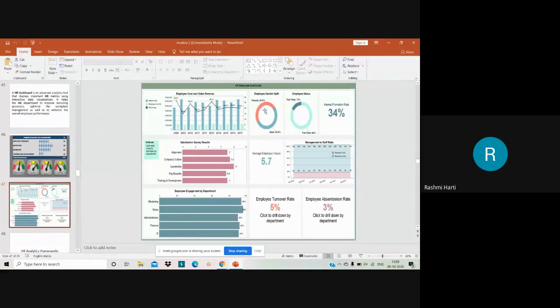The same thing here: employee gender split, female employees, male employees; employee status, part-time employees, full-time employees; internal promotion rate 34%, average employee tenure 5.7, management to staff ratio. Like this, everything is displayed in a dashboard. That is what we could speak about the HR dashboard.